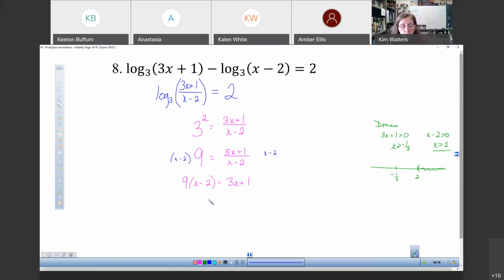Whatever process your brain wants to go through, 9x minus 18 is equal to 3x plus 1. Then subtracting 3x from both sides gives me 6x, and adding 18 to both sides gives me 19. And so x is equal to 19 over 6. I know, what a lovely fraction. 19 over 6 is larger than 2. It's 3 point something or other. And so here is my final answer.